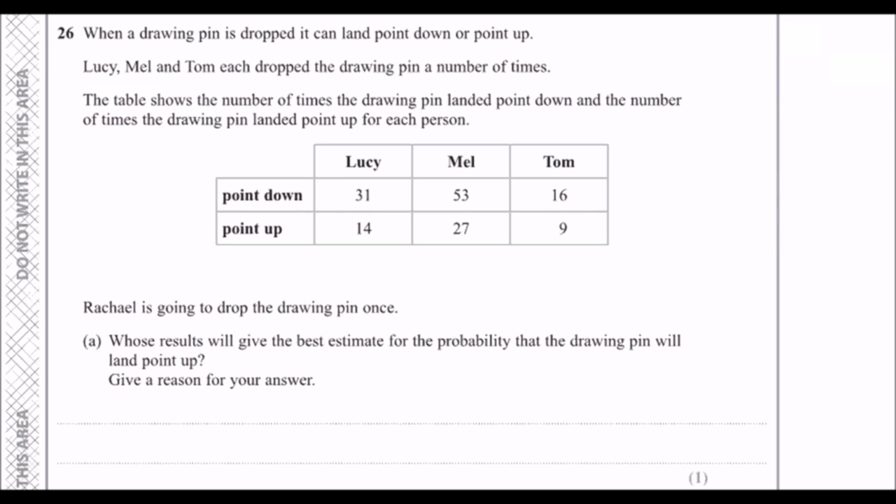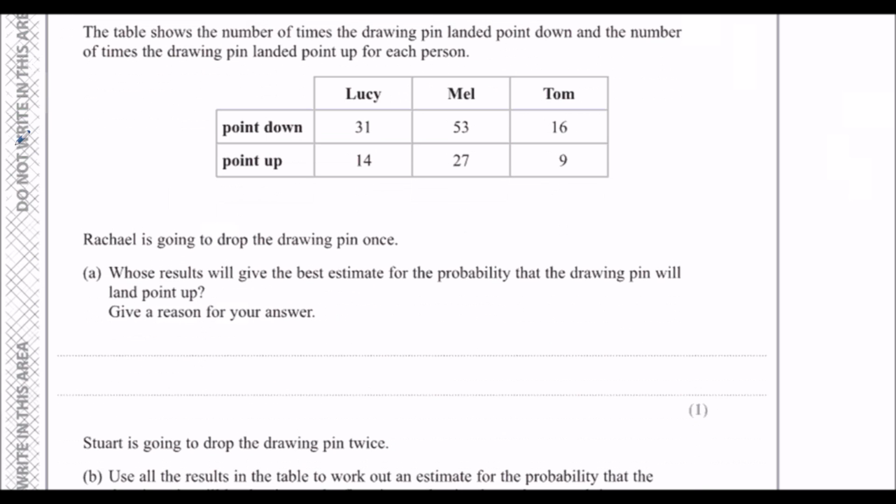Question 26. When a drawing pin is dropped, it can land point down or point up. Lucy, Mel and Tom each dropped the drawing pin a number of times. The table shows the number of times it landed down and the number of times it landed up for each person. Rachel is going to drop the drawing pin once. Whose results give the best estimate for the probability it will land point up? So which is the best estimate?